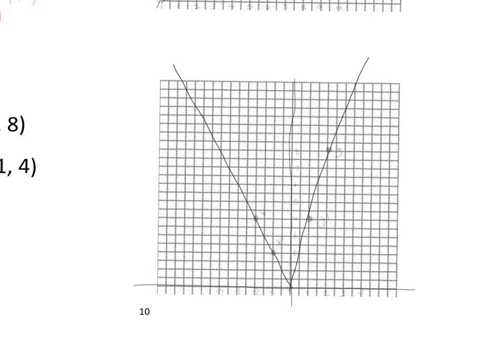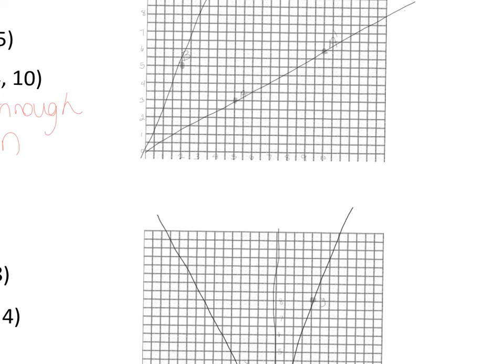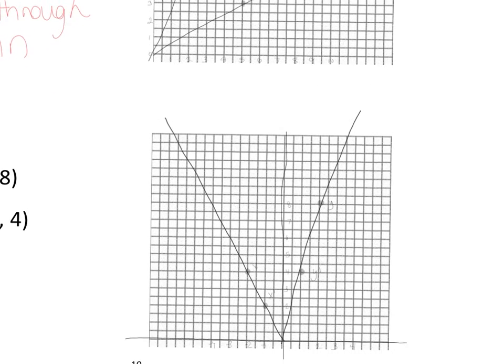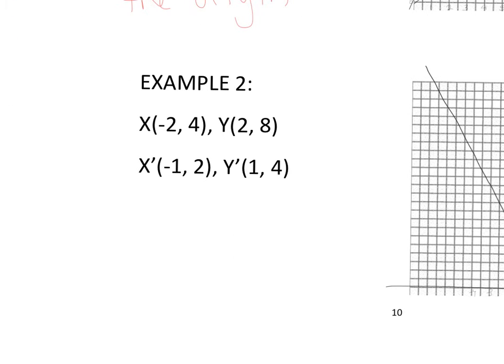Now, in looking at this, notice that for example 1, the prime points are further out from the origin, whereas on example 2, the prime points are closer to the origin. This is an example of how a scale factor can be larger than 1 or smaller than 1. So once again, the line went through the origin.